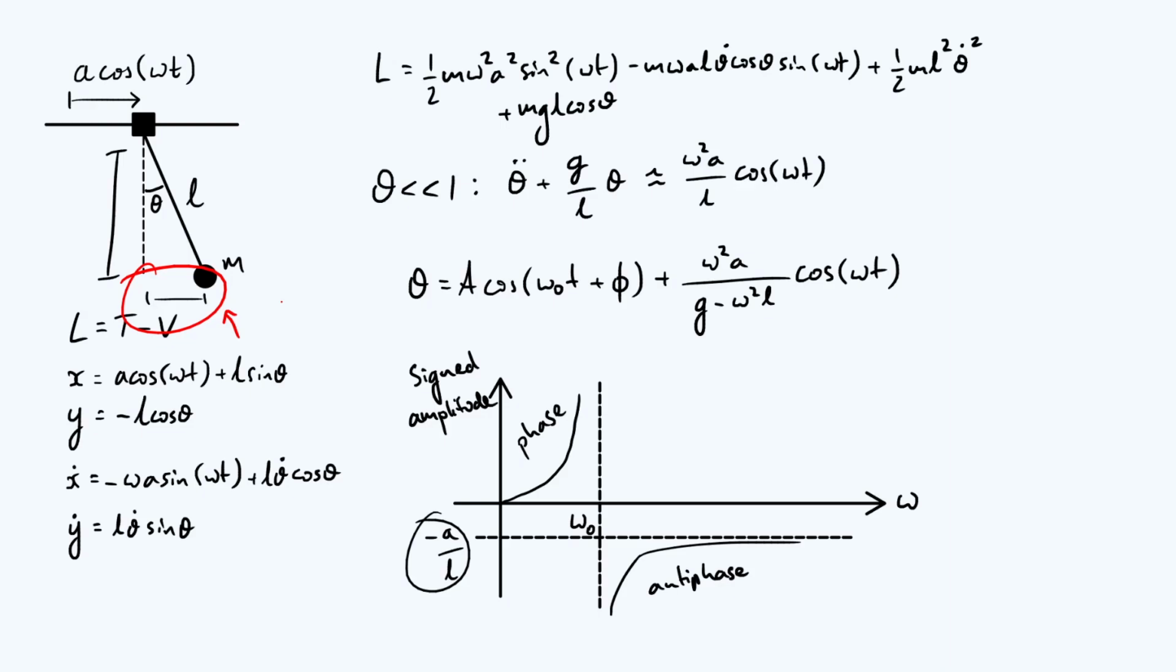So at very high frequency, it's oscillating in such a way that the center of the rod of the pendulum is staying fixed, right? Because the bob is moving left by exactly the same amount that the support is moving right, or vice versa. That seems fairly intuitive to me.